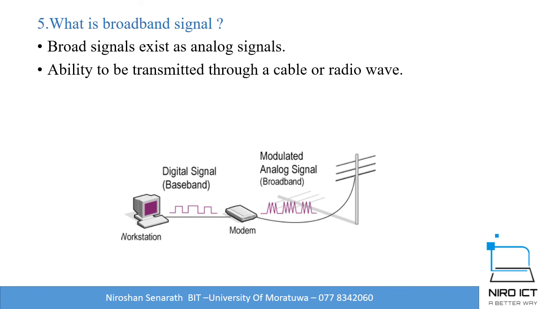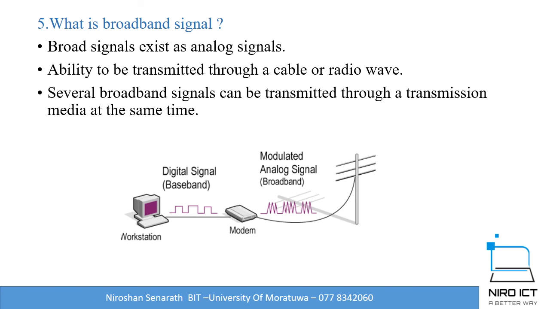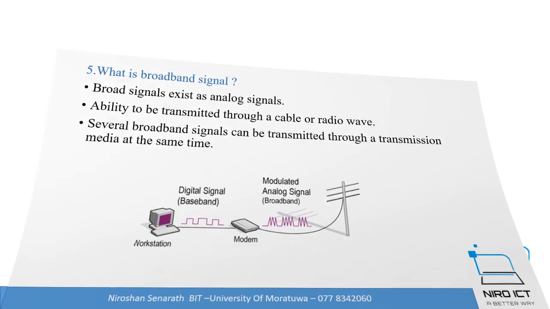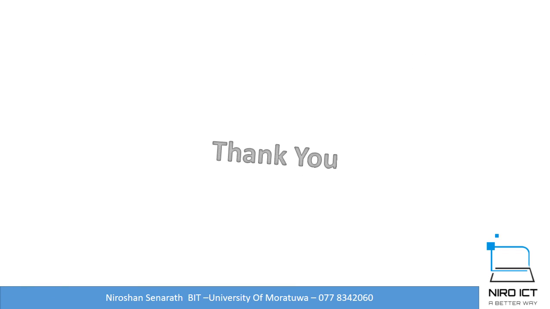They have the ability to be transmitted through a cable or radio wave. Actually, broadband signals can be transmitted through a cable or a radio wave. So we are experiencing that thing. Several broadband signals can be transmitted through a transmission media at the same time. Comparatively, this is good. Multiplexing is there. I told you in the previous part, if you are using baseband signals, we cannot transmit several signals at the same time.